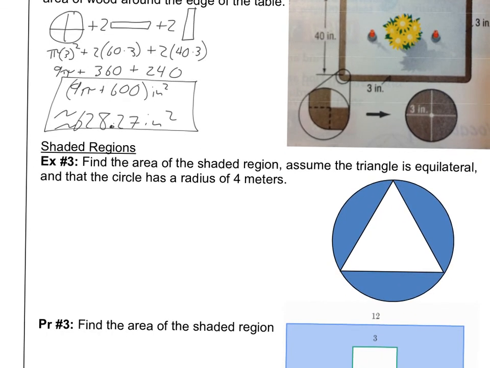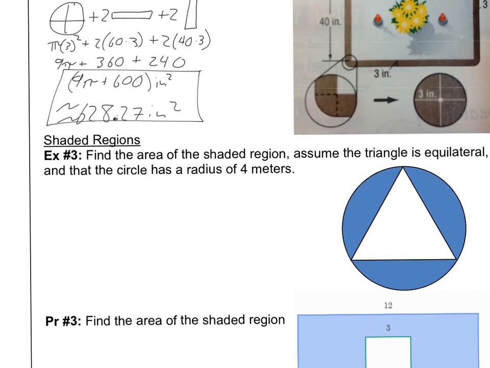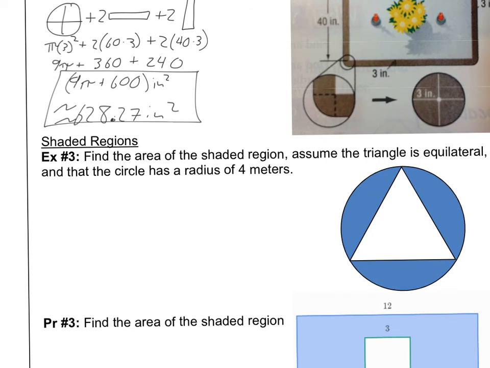This one is a really fun one. It's a good thinking problem, but don't worry, I'm going to do it with you guys. It says, find the area of the shaded region, assume the triangle is equilateral, and that the circle has a radius of 4 meters. So, pretty easy here. The basic formula is pretty easy. I know the shaded area is going to be the circle minus the triangle.